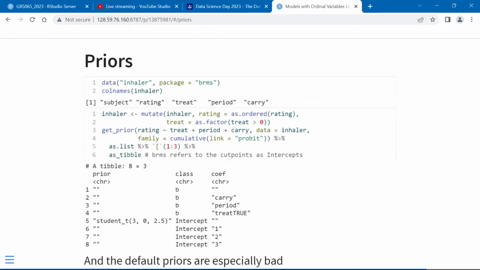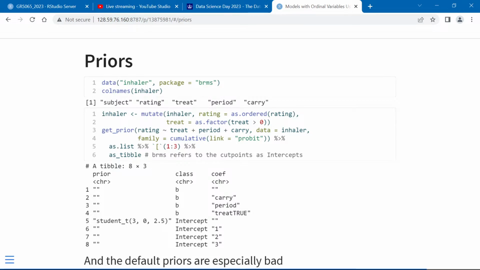All right. So in terms of the priors, there's a data set that comes with brms having something to do with the effectiveness of inhalers for people with asthma. A new type of inhaler came out and they wanted to know the treatment effect of that new technology, as judged by the ratings that the people with asthma gave to their brand of inhaler. So we want to look at the priors using family cumulative. That's the brms phrase for an ordinal model.